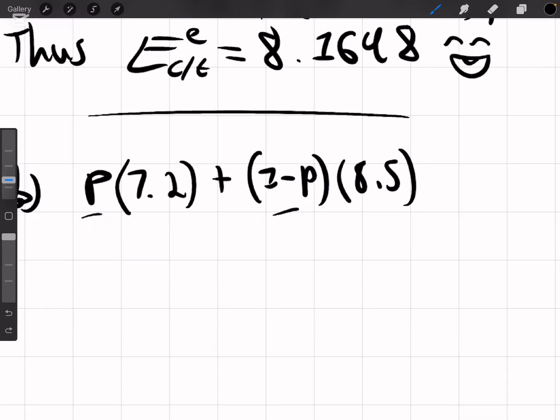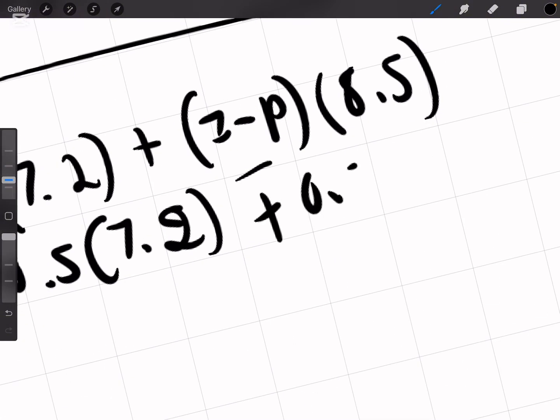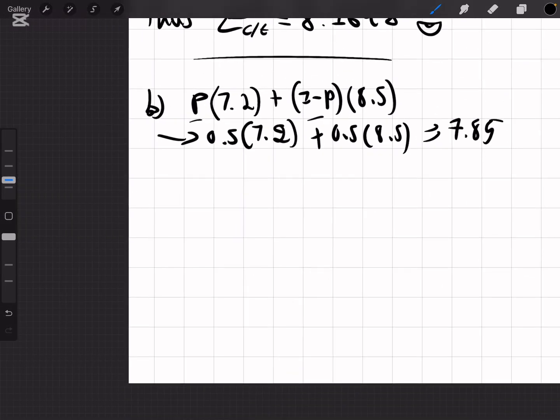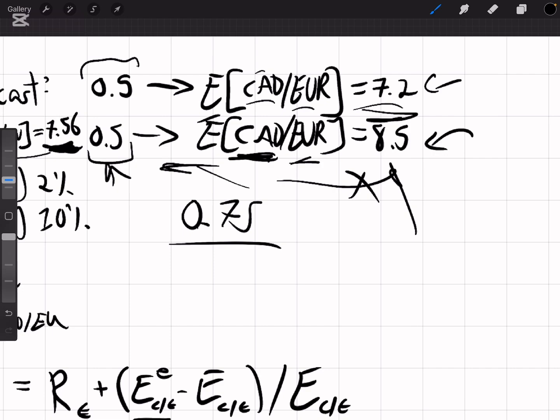That's the funny part. Okay, so anyway, this goes to 8.5, and then this goes to 7.85. And then you have your expected exchange rate when looking at what it might be.